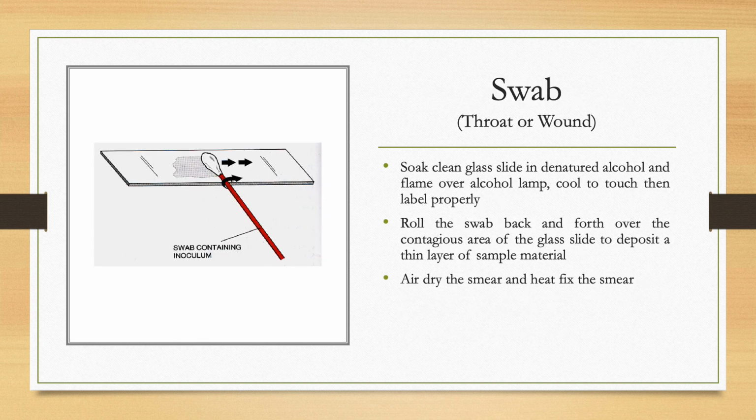Now, if you are using a swab, it's actually very simple. Again, you begin by sterilizing your slide by lighting it on fire. And then you take your swab and you roll the swab back and forth over an area of your slide to deposit a thin layer of sample onto your slide. And then you air dry the smear.